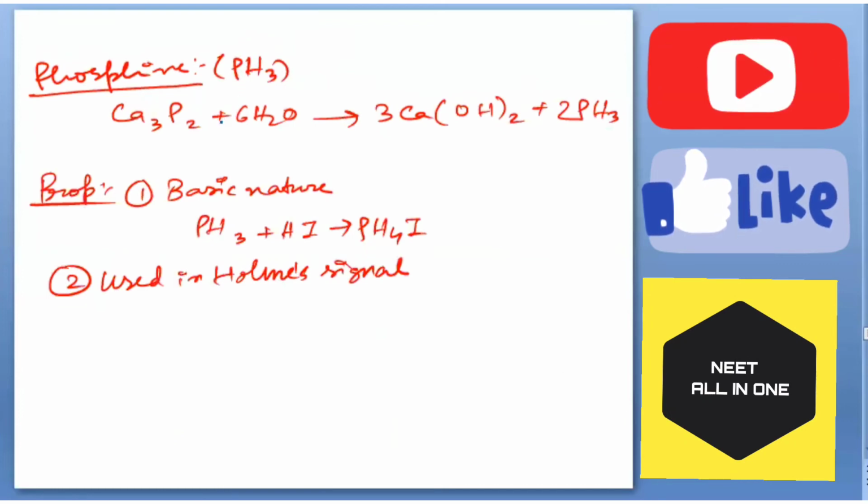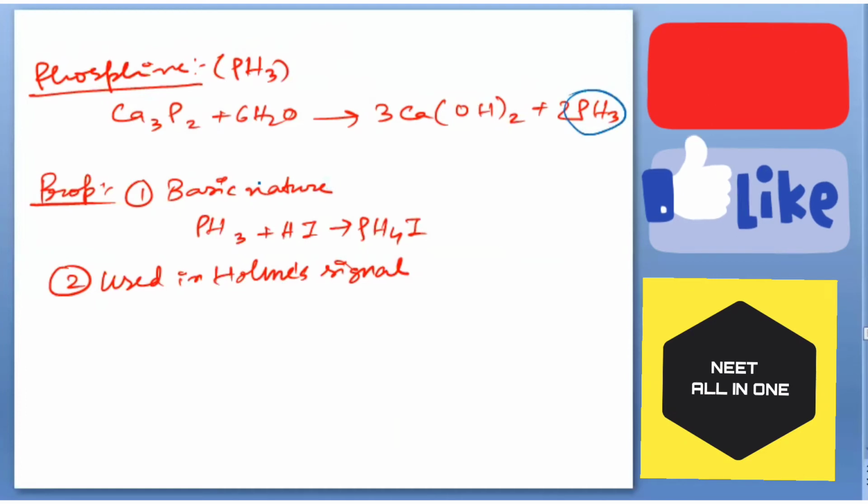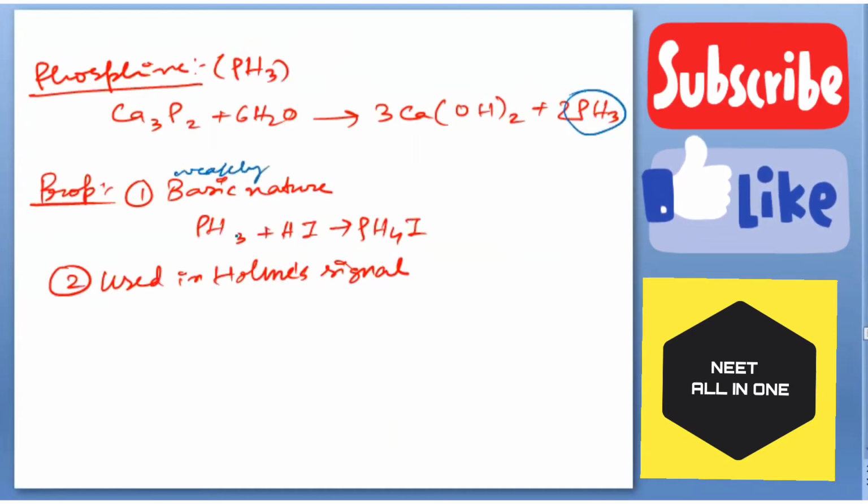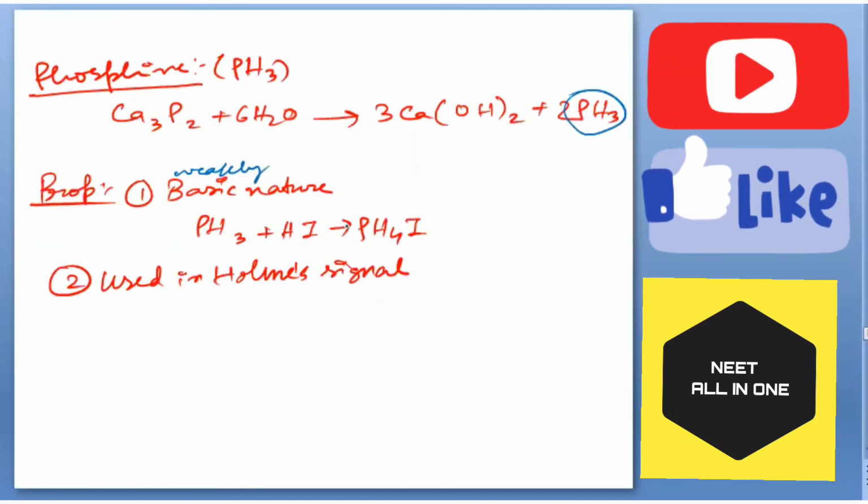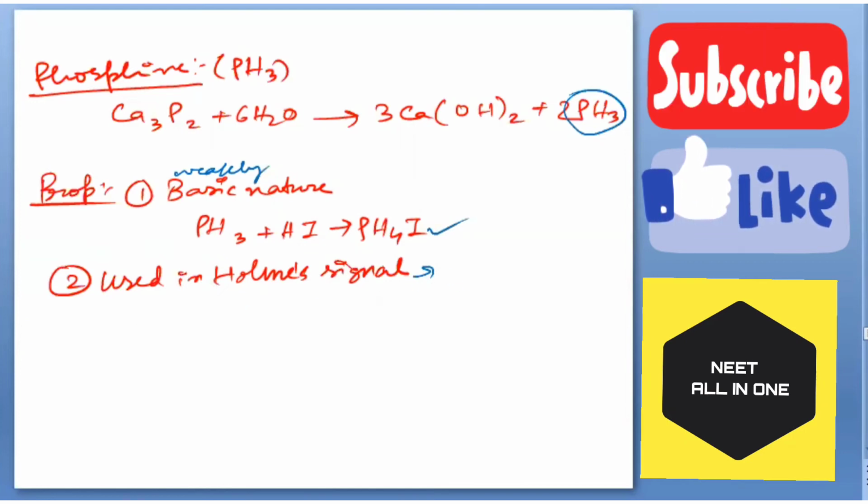Then comes our phosphine, that is PH3. Now this is the preparation reaction, that is Ca3P2 plus 6H2O gives us 3Ca(OH)2 plus 2PH3. Now properties, it is weakly basic in nature. So it forms PH3 plus HI gives PH4I, used in home signals. In our SOS signal, we can call it.